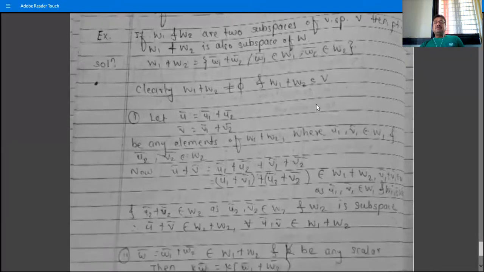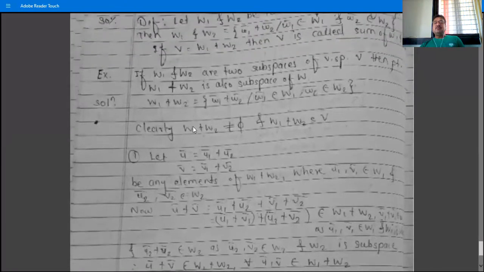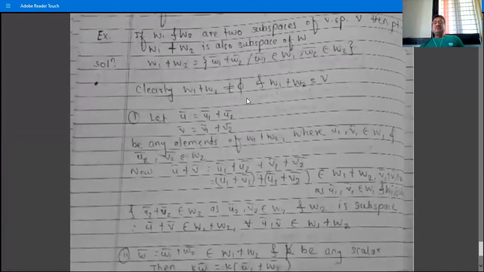And then we have to show this is a subspace of V. So the addition of two subspaces, or sum of two subspaces, is a subspace. Obviously this is not equal to phi, and this is a subset of V. We have to show two conditions. Let u bar and v bar be two elements of W1 plus W2, u bar as u1 bar plus u2 bar, v bar as v1 bar plus v2 bar. Obviously u1 and v1 come from W1, and u2 and v2 come from W2.